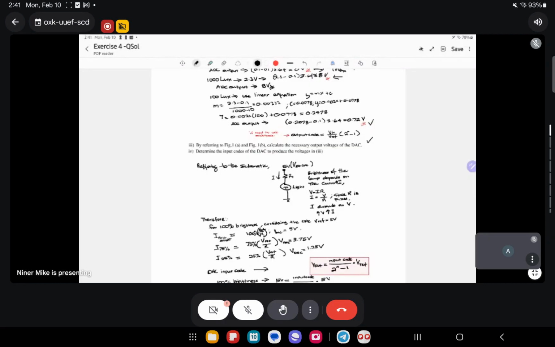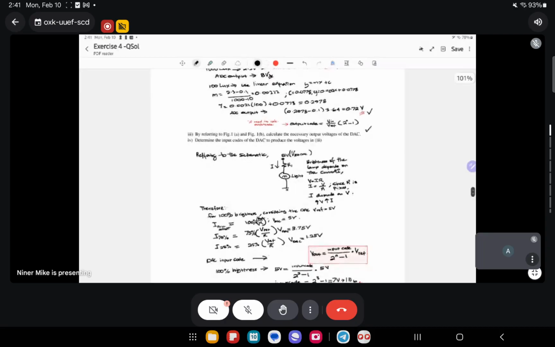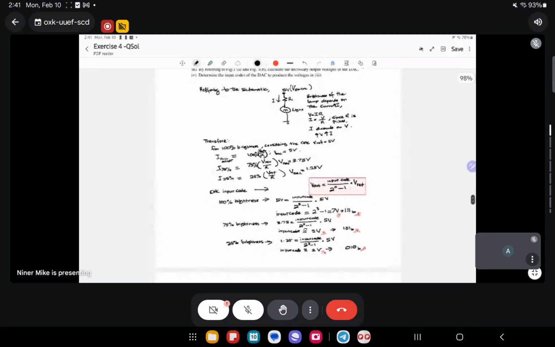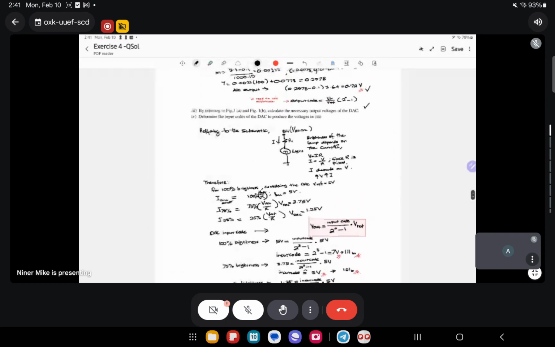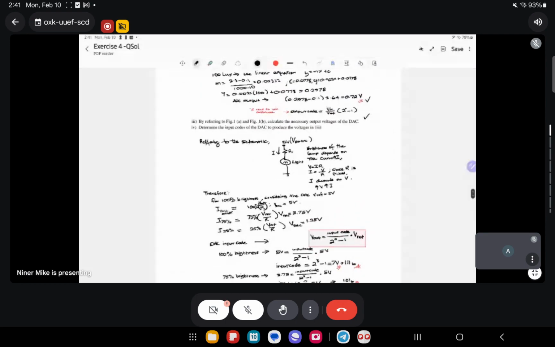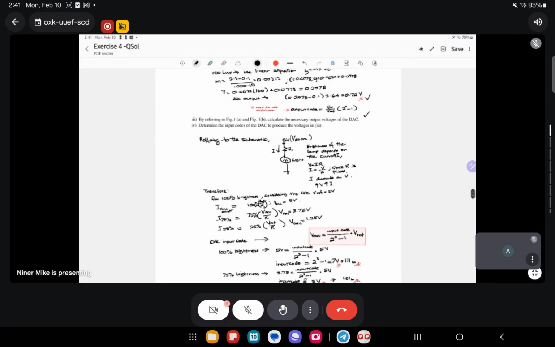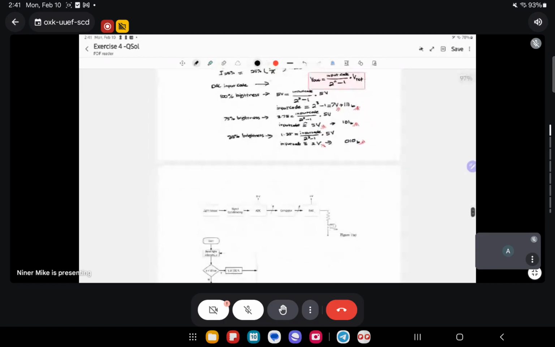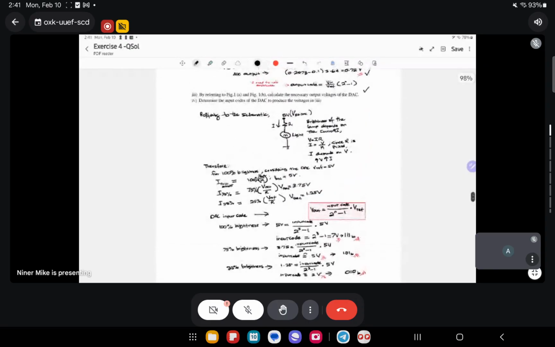Right, by referring to figure 1 and figure 1b, calculate the necessary output voltage of DAC. You want to go over this one? It's not important, because I don't think there will be any question like this in the final exam probably. I want to go straight to exercise question number 2. I think you can go over this one by yourself, can or not? Because the answer is here.